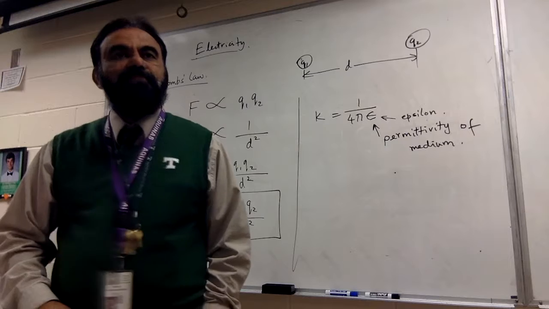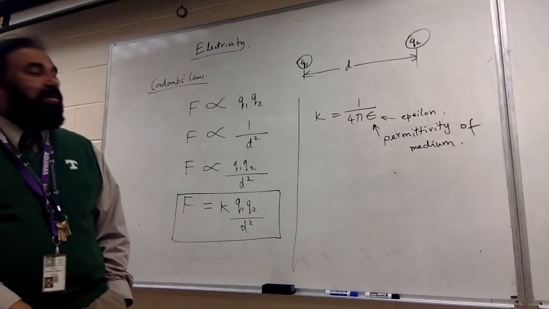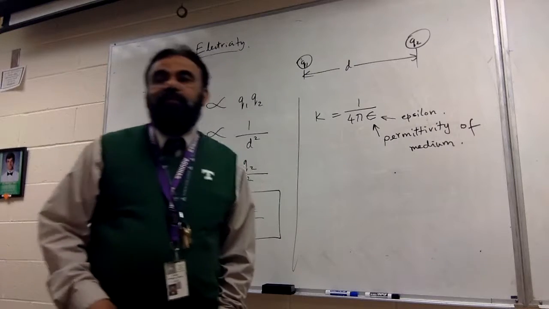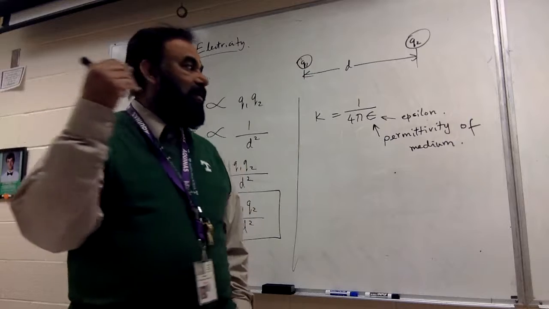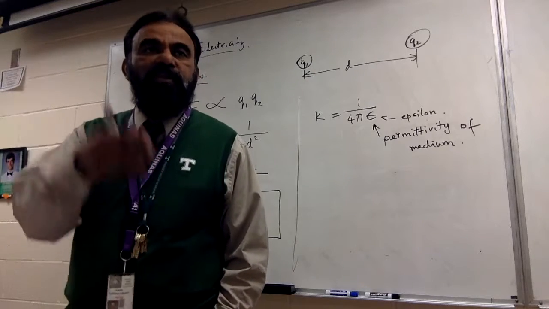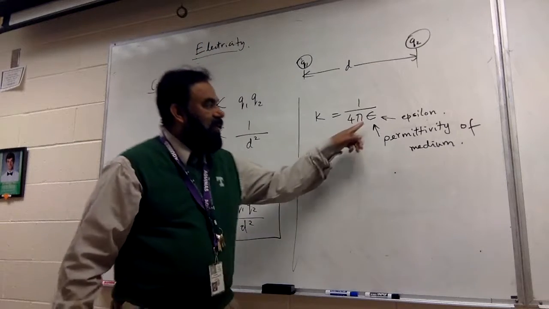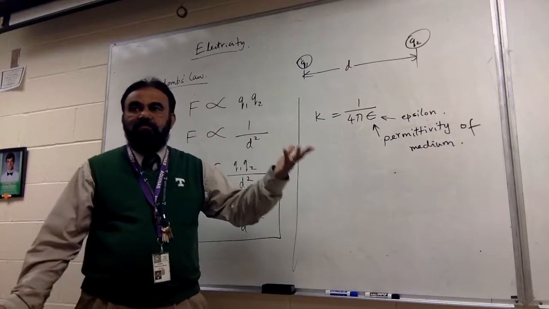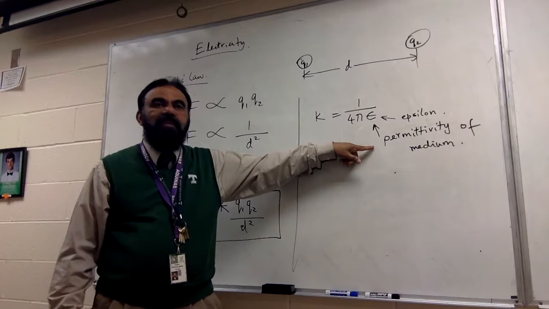May you define permittivity? Permittivity is the ability of the medium to permit electric fields through it. So that is how it is defined. It is a constant for different materials. So epsilon is the permittivity of the medium.